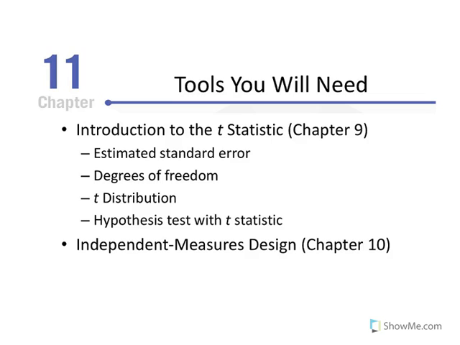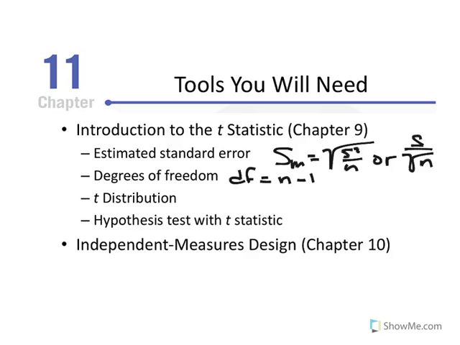So we'll need the understanding of the single sample t-test, again that's chapter 9, that includes the estimated standard error, which is, the equation is as follows. We either take our variance over n and take the square root, or if we have the standard deviation, we take that and divide by the square root of n. The degrees of freedom for a single sample t-test is n minus 1.